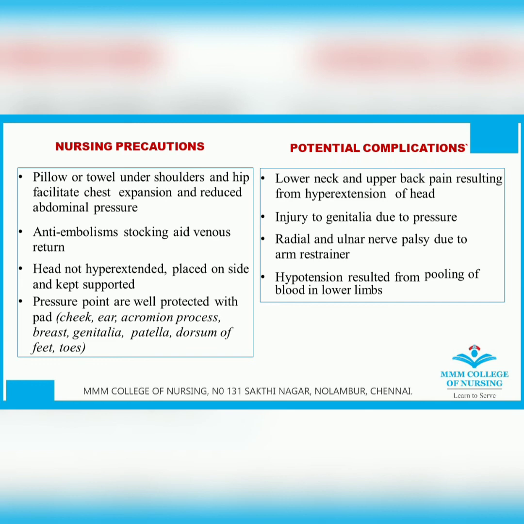Whereas the potential complications: lower neck and upper back pain resulting from hyperextension of the head, injury to genitalia due to pressure, radial and ulnar nerve palsy due to arm restraints, and hypotension resulting from pooling of blood in the lower limbs.